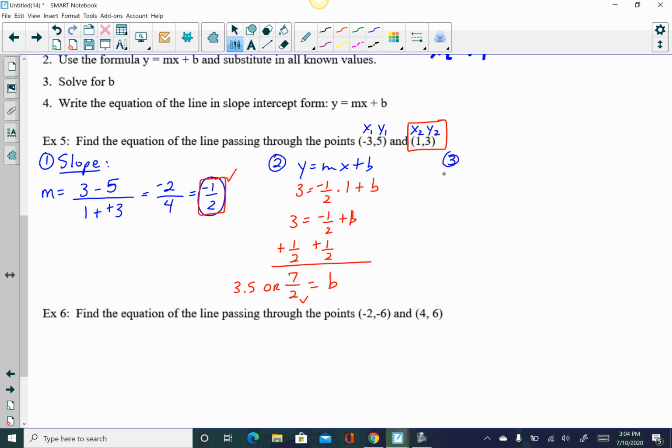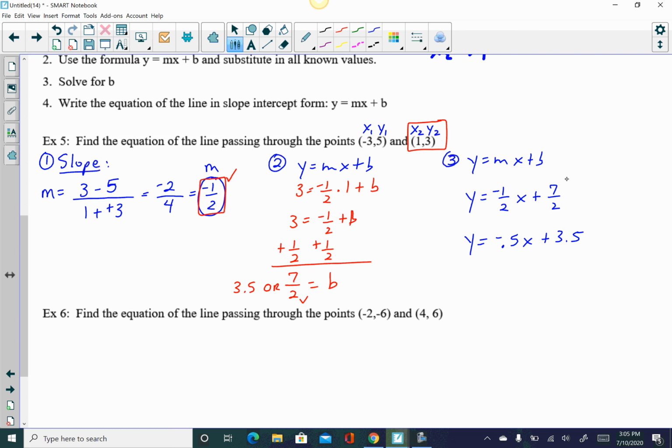Because at this point, you have m and you have b. So y equals mx plus b, your linear equation, just substitute in for m and b. So m is negative 1/2 x plus b plus 7/2. Like I said, you could also do this. y equals negative 0.5 x plus 3.5. That would be legal. You just typically don't write 1/2 and then 3.5 over here.